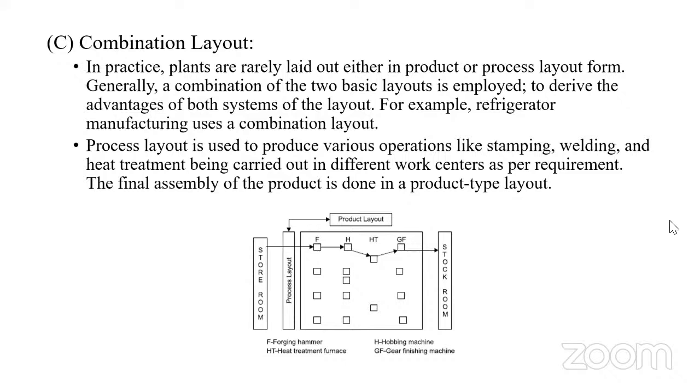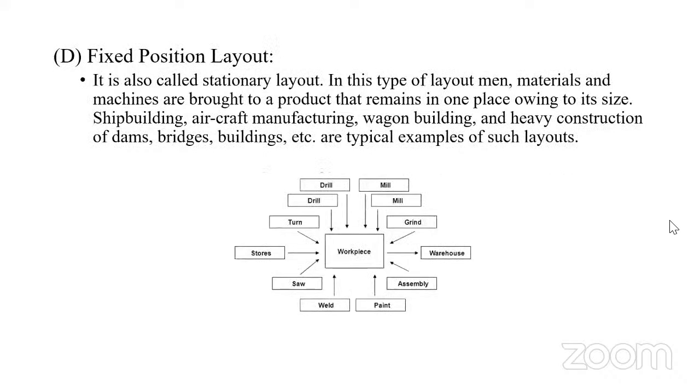Here, certain small work is done separately, and at the end, everything is collected at a certain place. Fixed position layout, the fourth category. It is also called stationary layout. In this type of layout, men, material, and machines are brought to a product that remains in one place owing to its size. Shipbuilding, aircraft manufacturing, wagon building, and heavy construction of dams, bridges, buildings, etc. fall as the examples for such fixed position layouts.